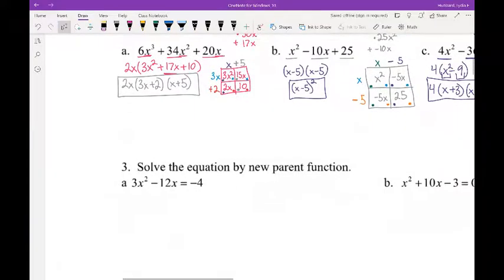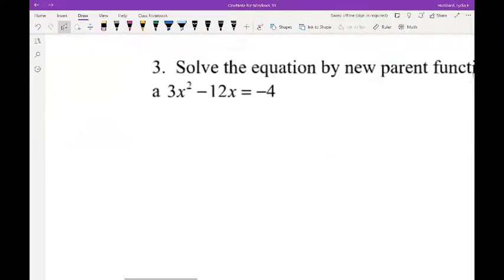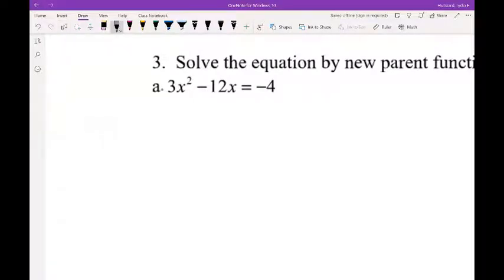So now we are solving the equations, but this time we're doing it by new parent function. So starting with this first one, the first thing we always have to do whenever we're solving is get it set equal to 0. So we'll say 3x squared minus 12x plus 4 equals 0.